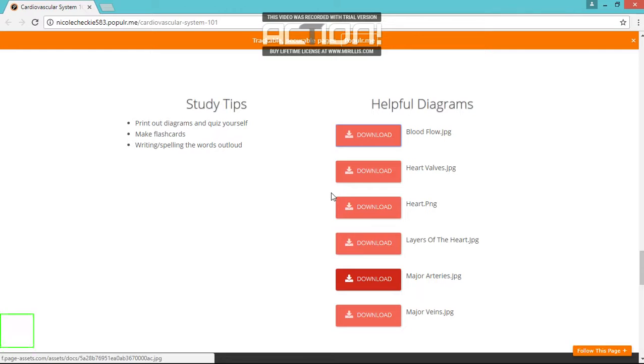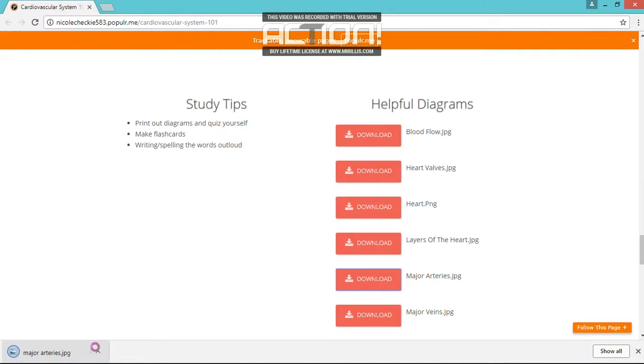Here's one of them. And here's another one. Each of them gives the labels on the different portions. This one here shows all of the arteries and gives all the names of the main arteries in the body. It's easy to study from these. You just print them out and memorize all of the different arteries and where they're located throughout the body.